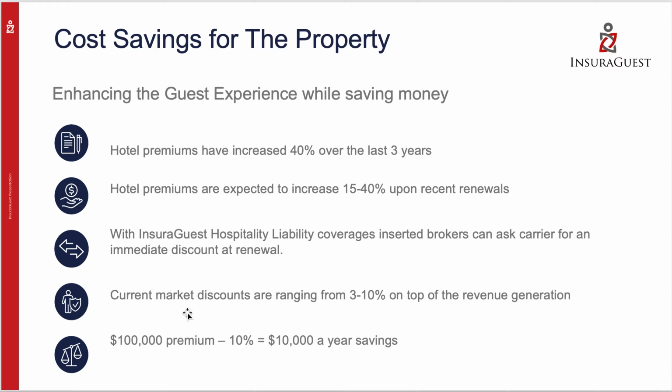This gets into the cost savings, the increase in premiums: 40% over the last 3 years. I mean, we're seeing 15 to 40% on renewals this year. That's crazy. So inserting InsuraGuest in the mix, asking for a discount from the carrier, and then in the long run, you're getting the discount from the carrier.